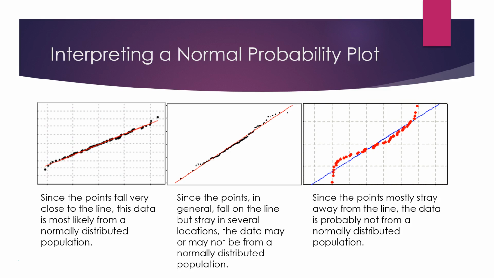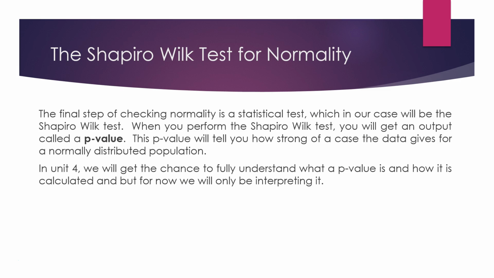And given that there's different interpretations, this is why we don't want to leave any of these decisions up to our eyeballs. So we actually want to run a formal test. And so the Shapiro-Wilk test for normality is going to be our final step in checking normality. When you perform the Shapiro-Wilk test, you're going to get what's called a p-value. In Unit 4, we're going to talk in detail about what a p-value is and exactly how it's calculated. But for right now, we're just going to get exposed to it and understand how to interpret this p-value. This is a good introduction, and when we get to Unit 4, it will really help having a little bit of exposure to this.